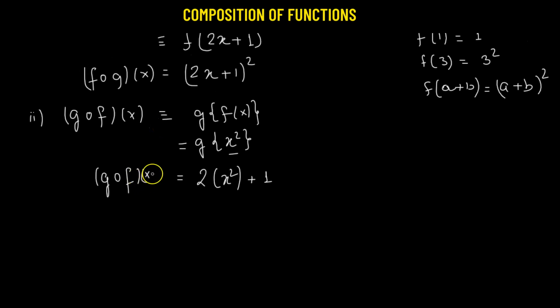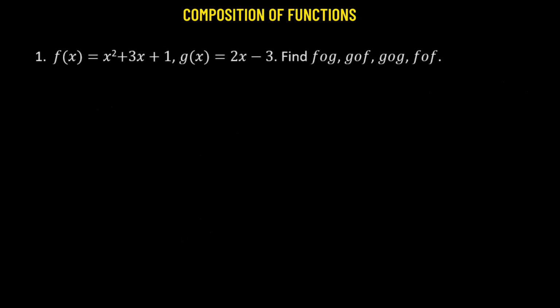Now clearly we can see here that f of g is not equal to g of f. So they do not commute. So let's try out 3 more problems. We are provided with two functions, f of x and g of x, and we need to figure out the values for each of the compositions. Let's begin with the first one.